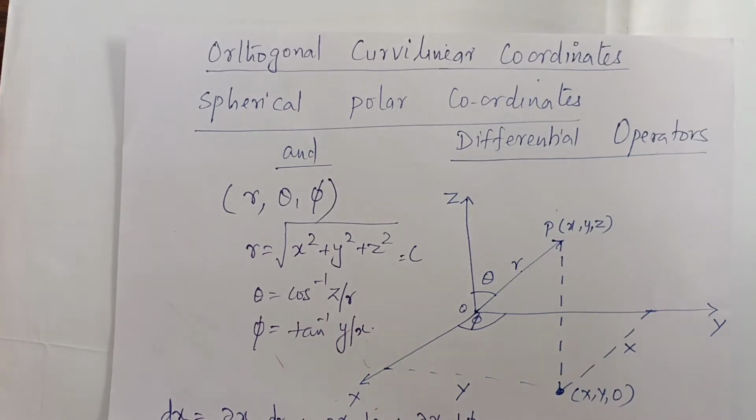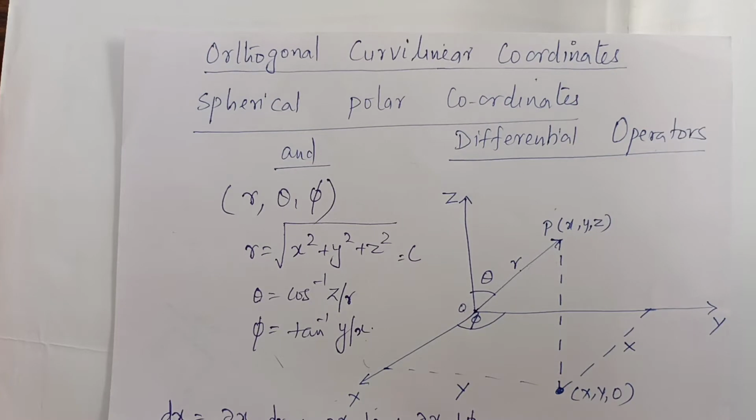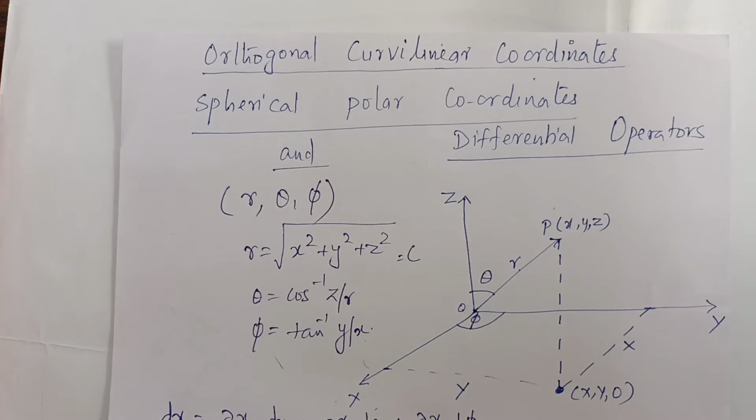In this video we are going to discuss spherical polar coordinates and differential operators. We discussed orthogonal curvilinear coordinates. We have studied the differential operators: divergence, gradient, curl, Laplacian, etc. Now we are going to derive them for spherical polar coordinates.